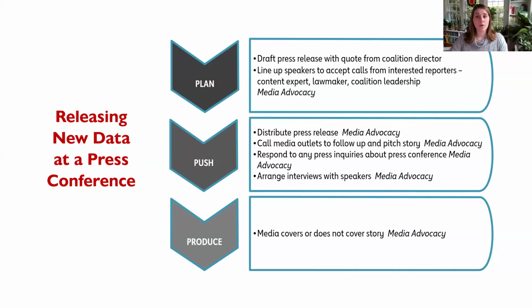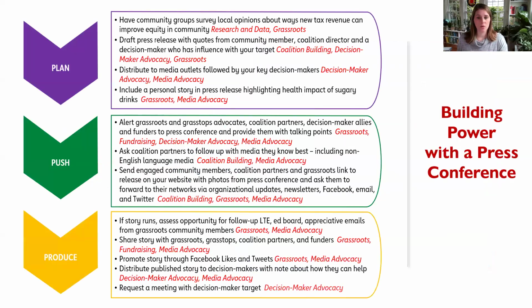On this slide, you see a pretty linear plan for holding a press conference around releasing new data. This plan focuses solely on media advocacy: drafting a press release, distributing the release, pitching the story to certain reporters, responding to questions from media, and then the story either runs or it doesn't run. This isn't bad. All of these elements are essential for media advocacy, but they exist in isolation from the rest of the campaign. We're missing a lot of opportunities if we're only thinking about media advocacy when we're doing a media advocacy focused event. On the next slide, we're going to look at a plan for the same event, but thinking about all of the areas of the Power Prism.